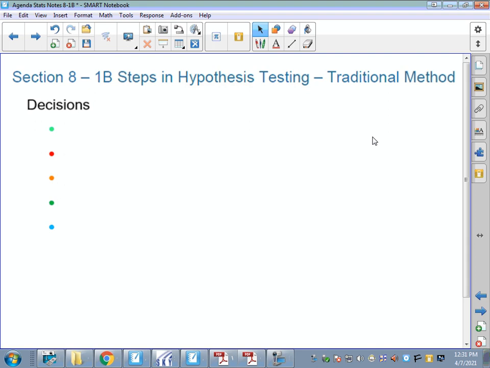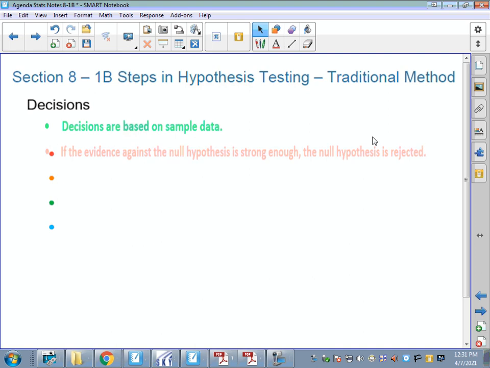So we've covered Section 8.1a, which is hypotheses, right? So now we're building and we're going to keep working towards doing hypothesis testing using the traditional method. So first of all, when we're doing hypothesis testing, we're making a decision about our null and our alternative hypothesis. So our decisions are made based on sample data, right? That's the best we've got. We don't have all of the population information.